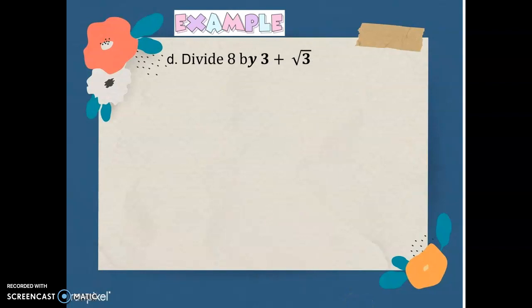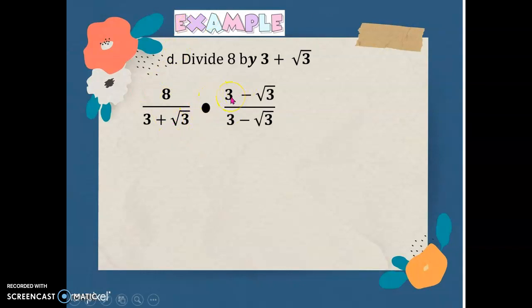Okay? For example, ayan. So, ito po ay application of conjugate, no? So, 8 over 3 plus the square root of 3. Alamin natin ang conjugate. We all know that the conjugate is just the opposite sign of the radical expression. So, therefore, ang conjugate po nito is 3 minus the square root of 3. So, kung ano yung conjugate, i-multiply natin to both numerator and denominator. So, ayan. Ito yung conjugate niya. Proceed with multiplication. So, 8 times the conjugate, kaya 8 times 3 minus the square root of 3. And then, the radical expression, and then its conjugate.